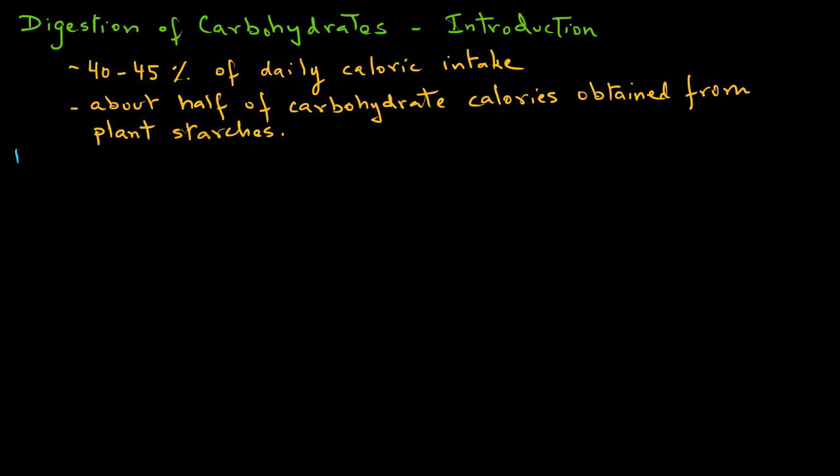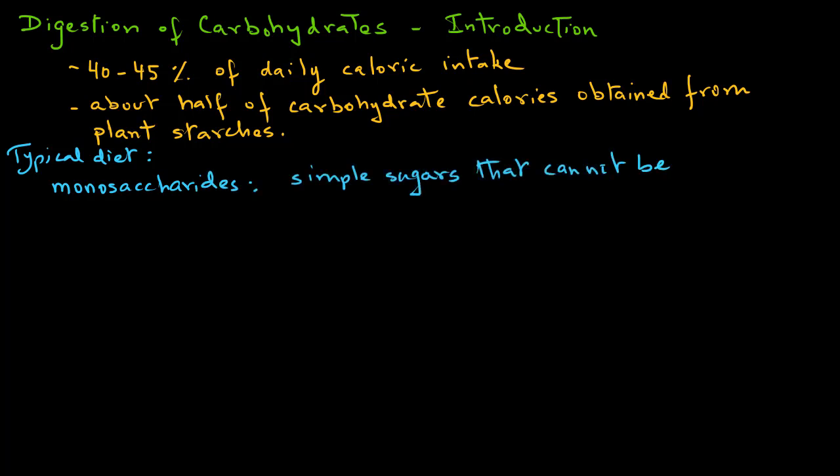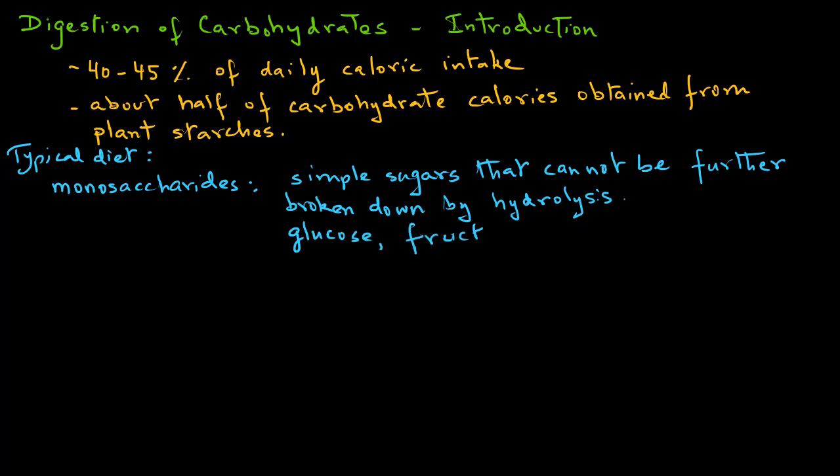So let's look at some of the basic molecules that are present in carbohydrates. In a typical diet, we have monosaccharides. Monosaccharides are simple sugars that cannot be further broken down by hydrolysis. And the examples of monosaccharides are glucose and fructose.